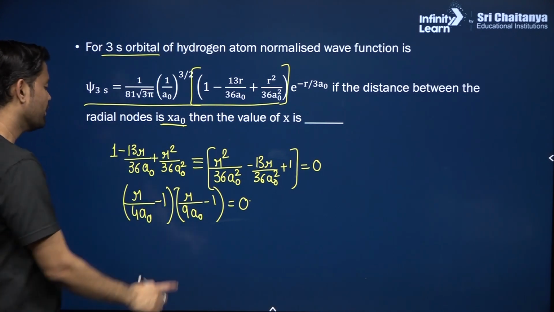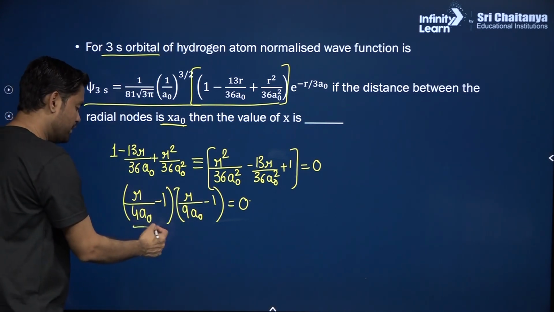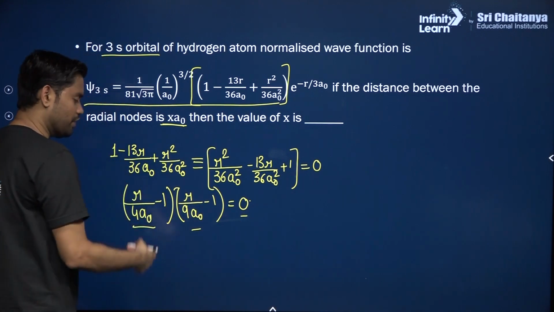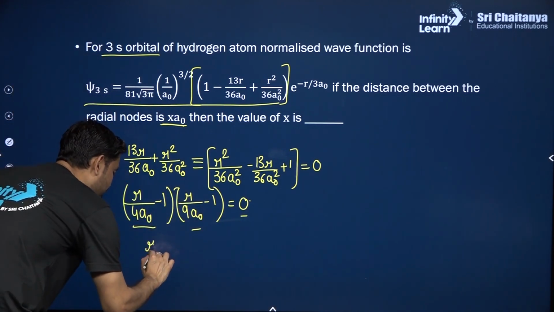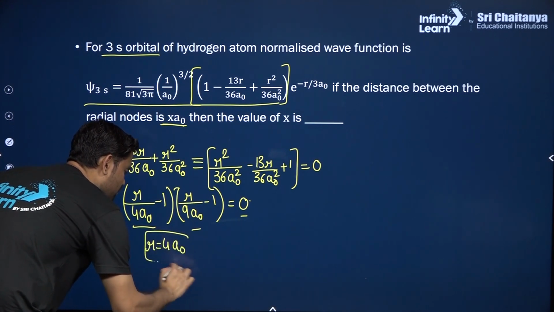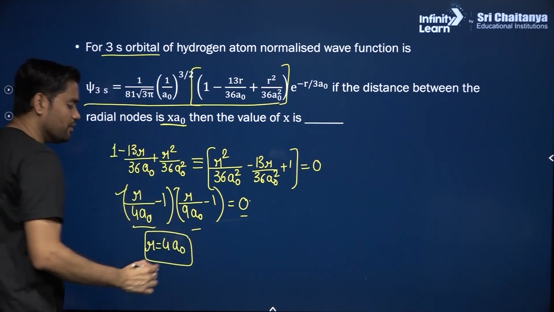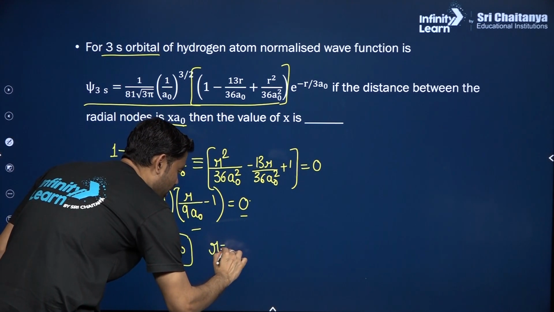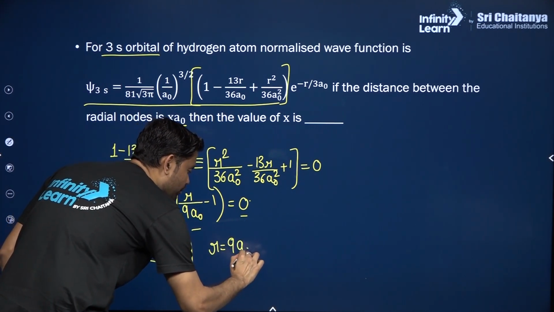Clear? Sure. Now you can easily solve this. You have to equate this to 0, equate this to 0, and by solving you will get r equal to 4a naught by substituting this equal to 0, and then r equal to 9a naught.